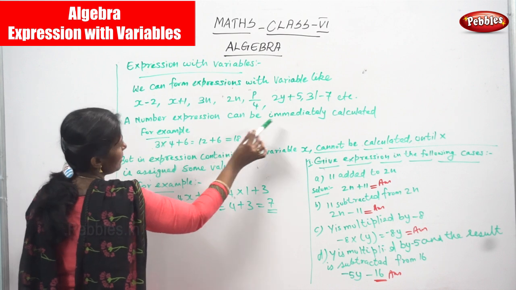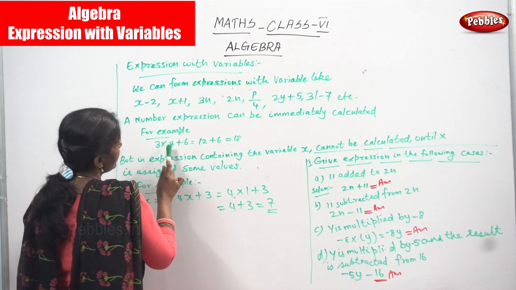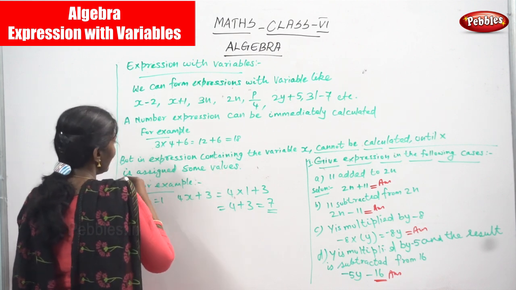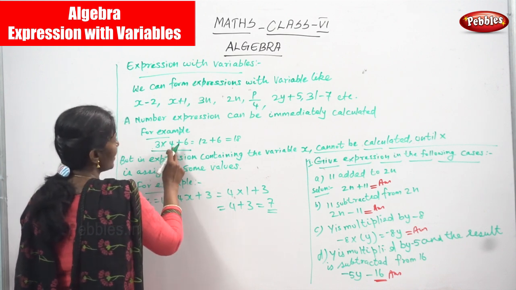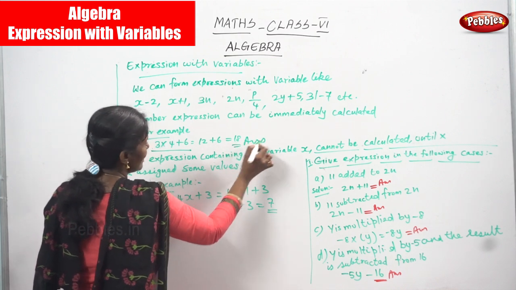So a number expression can be immediately calculated. For example, 3 into 4 plus 6. 3 into 4 means it is a number expression. So 3 into 4 you get 12, 12 plus 6 you get 18. So 18 is the answer. This is a number expression.